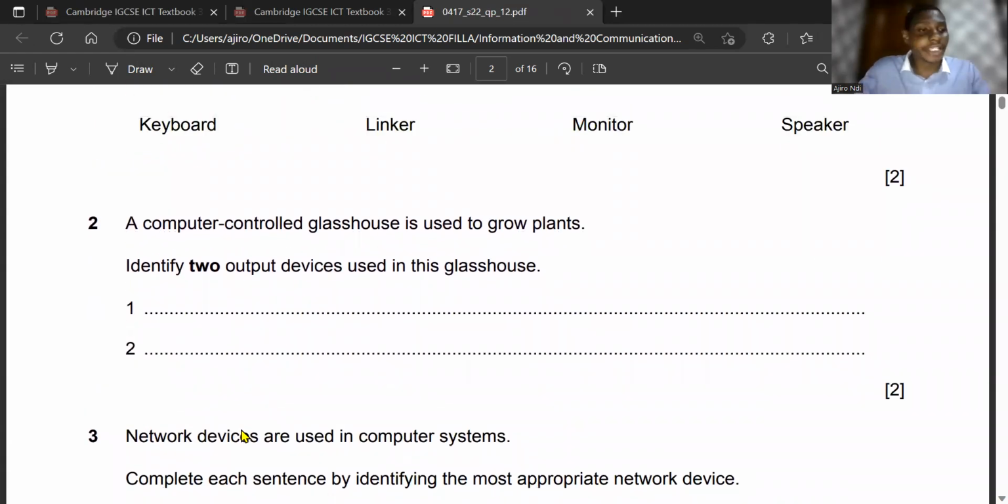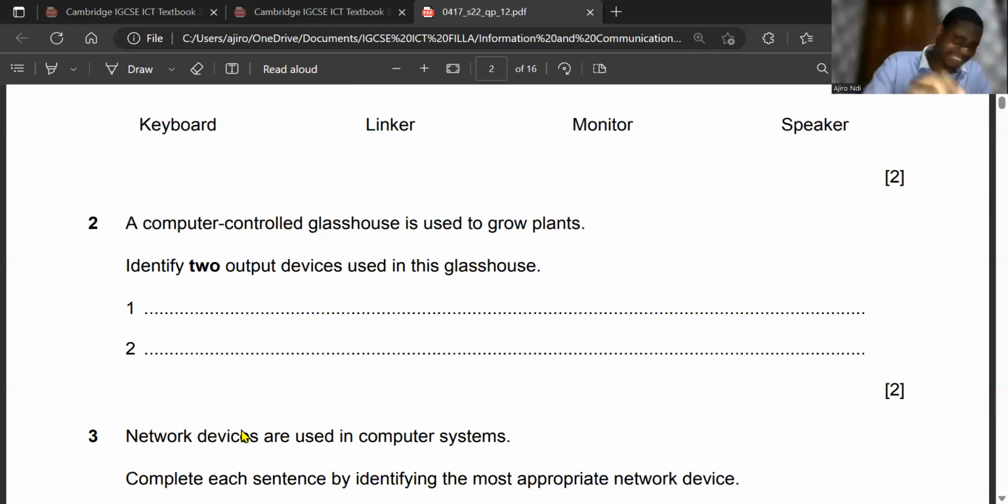Now we have in chapter 2, question 2 rather, a computer controlled glass house. Computer controlled glass house is used to grow plants. And we have looked at this glass house in the previous paper, right? We've looked at it in the previous paper and we've been able to have an idea of how it looks like.